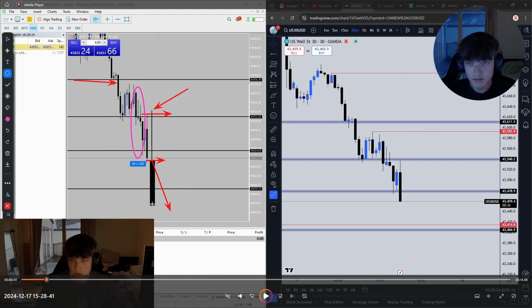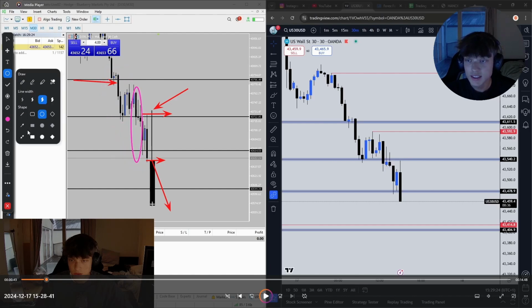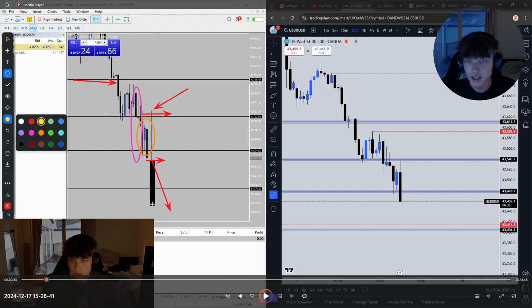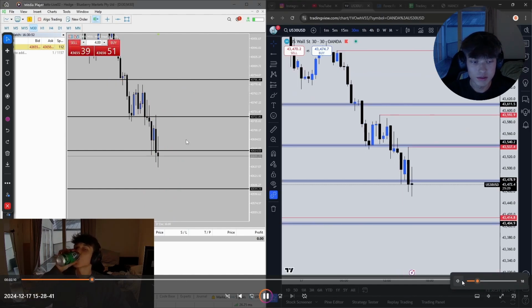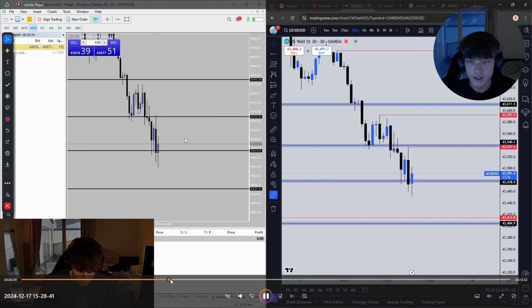Continuation, or like this is basically the continuation. This is the consolidation right here, right? This is the liquidity grab, and we want to catch the continuation. Of course, I've said that like 10 times now. You're right. But let's see what happens here. Let's mute myself because, you know, boring.